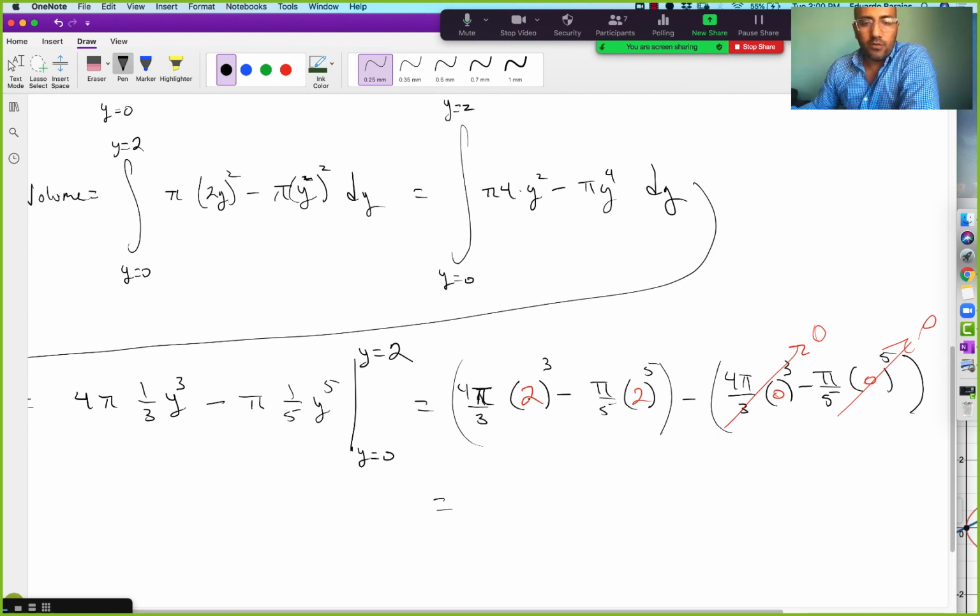So that'll be equal to 8 times 4, that's going to be 32 pi over 3, right, because this is an 8. 8 times 4, 32 pi over 3, minus 2 to the 5th is 32. That's 32 pi over 5.